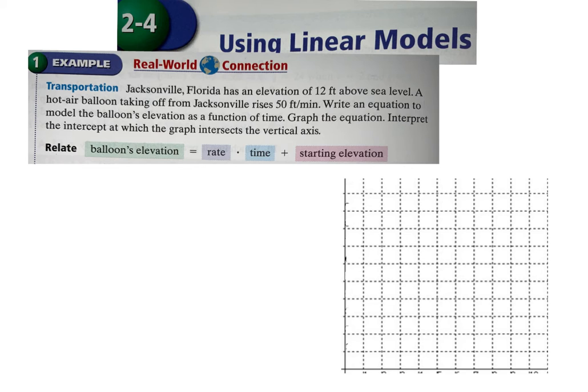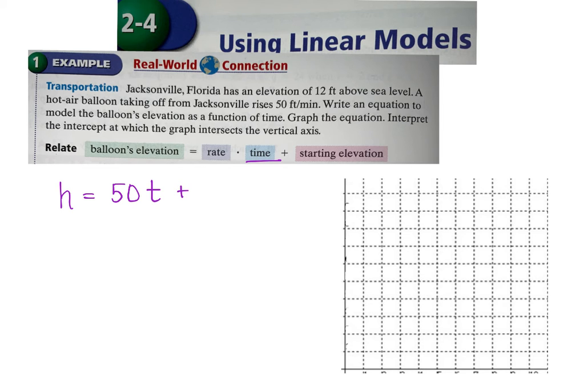And so if we were to plug in and see what we have, we don't know the balloon's elevation. They used h, I'm assuming for height. We do know how fast it's going up. How fast is it rising? According to this problem, it is rising at a rate of 50 feet per minute. Do we know how many minutes? Have they told us? No, so we need a variable there. They use t for time.